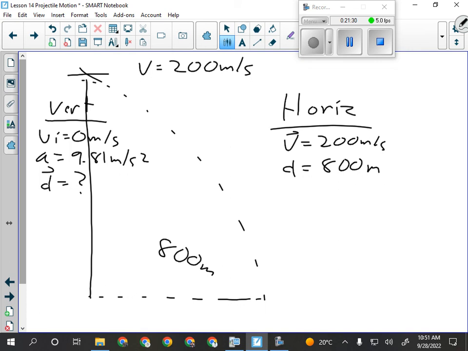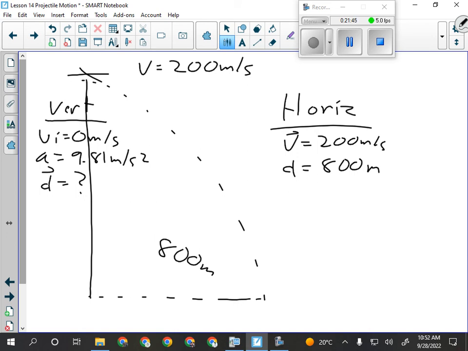From watching the video clip, it didn't look like it was very far off the ground. It was basically terrain hugging all the way along. So this is probably not going to be a really large altitude that it's dropped from.